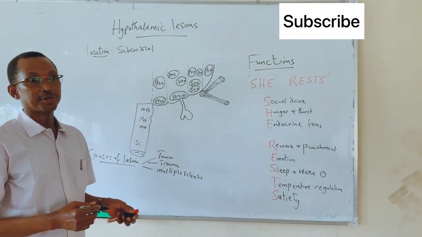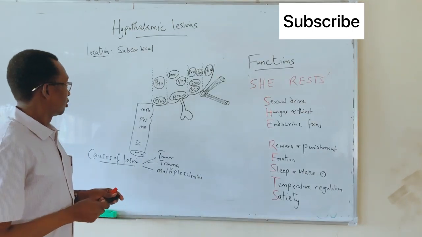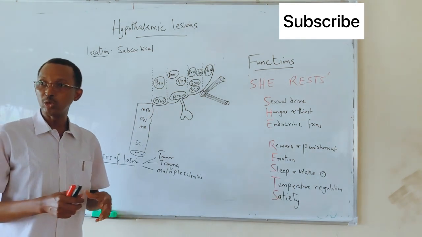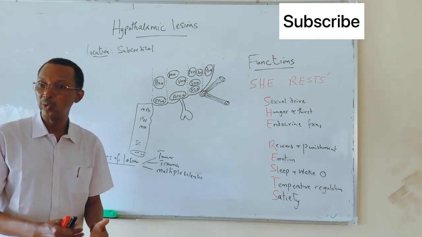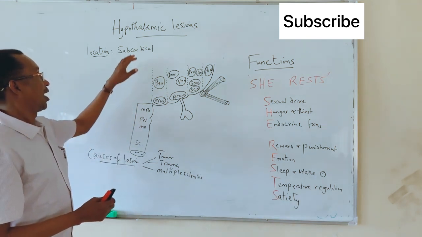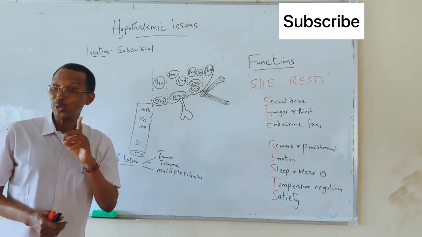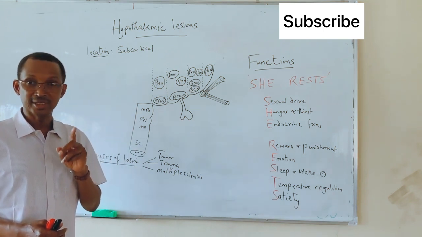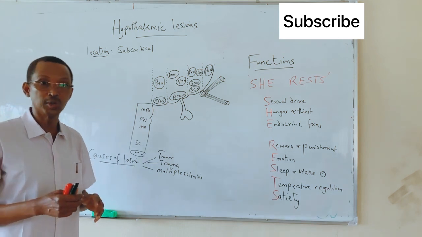As you have seen on the board, the lecture is hypothalamic lesions. The hypothalamus, as you are all aware, is a conglomeration of nuclei that are found just underneath the thalamus. That is why it is called hypothalamic nuclei. So it means the hypothalamus is not a single structure, mark you. It's a combination of several or multiple nuclei.